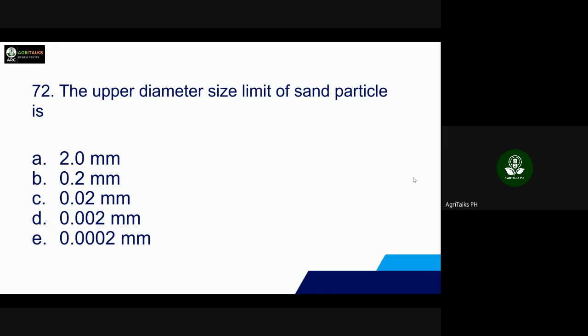The upper diameter size limit of sand particle is, the correct answer is letter A. So, that's the upper size limit of sand because more than that one is no longer classified as sand.